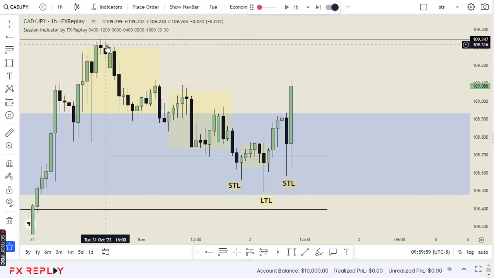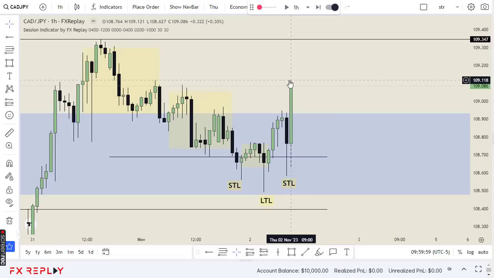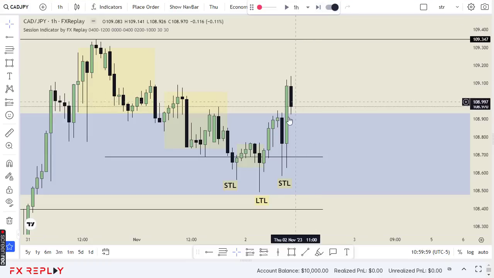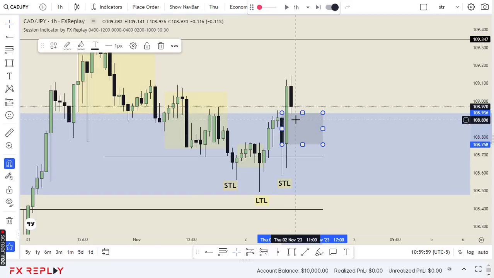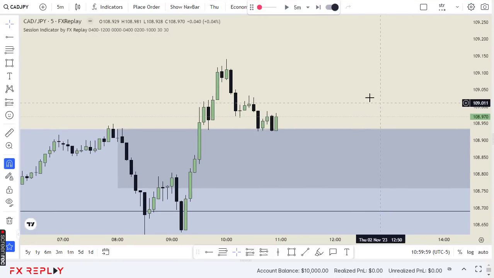So price is engineering buy side liquidity, right? And we have also this displacement to the upside. And now let's move on. As you can see, price returned to that hourly order block, and now we can do the same on the 5-minute time frame. So let's drop down to the 5-minute time frame and see what's going on here.